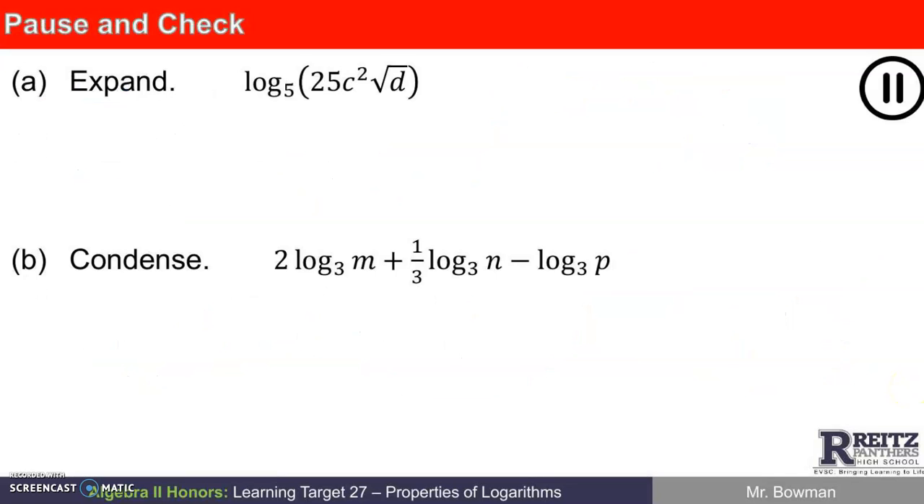Okay, I've got a couple for you to try now. One for you to expand, and one for you to condense. You should hit pause, see if you can work them out, and then when you've got them worked, get ready to give yourself some feedback.